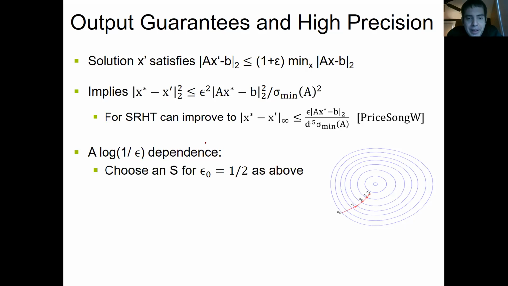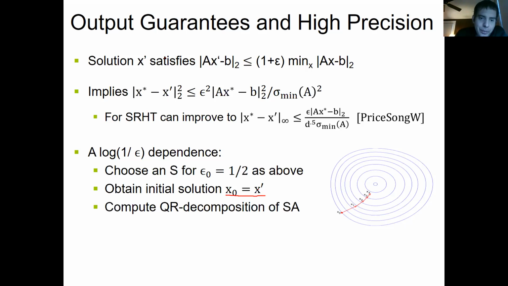You first choose one of these sketching matrices we've been talking about, S, but you set the accuracy parameter to be a constant, say 1/2. And you sketch and you solve, and you get some initial solution x0. This is the solution x prime. And I've drawn it over here as x0. In parallel, what you do is you have this S times A matrix, and you compute a QR decomposition. Okay, so here we don't need anything fancy. All we need is that Q has orthonormal columns. Okay, and R is any matrix.